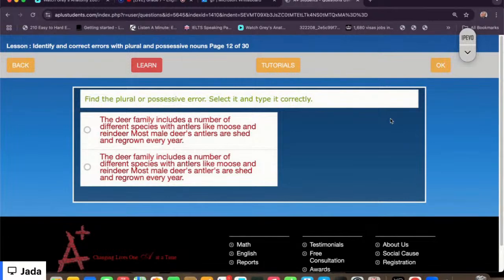Alright, so the deer family includes a number of different species with antlers, like moose and reindeer. Most male deer's antlers are short and regrown every year. So which of these is the correct one here? The first or the second?